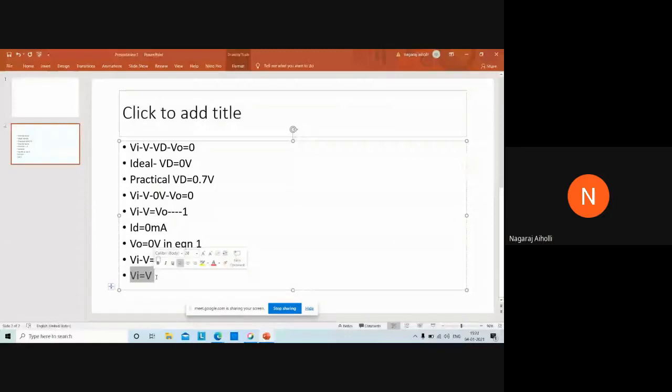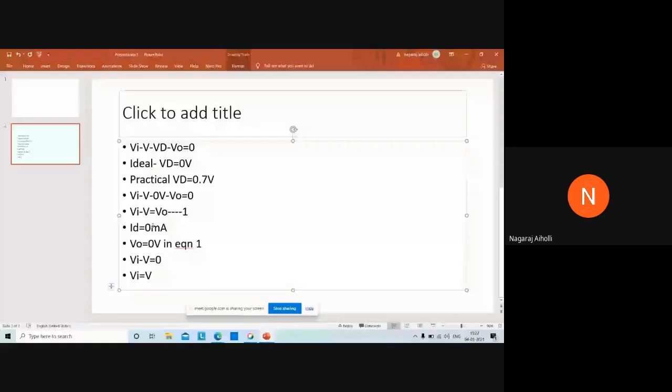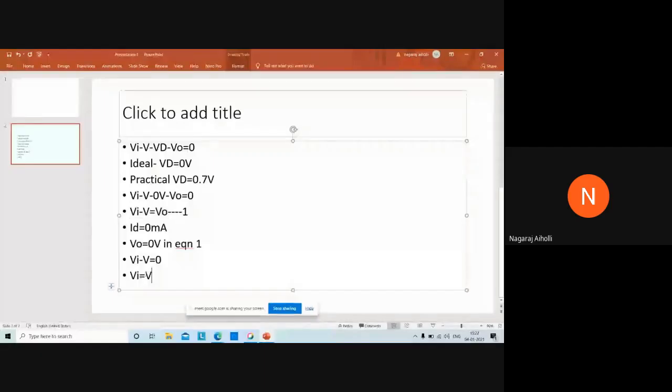So how did we find this transition voltage? We assume the diode to be ideal, VD equal to 0 volts and ID equal to 0 milliampere. For this condition, the output voltage is 0 volts. We applied the KVL and found the equation Vi minus V is equal to V naught. If we put V naught equal to 0 in this equation, then we get Vi minus V is equal to 0, or Vi is equal to V. That means if the applied input voltage is V volt, this is the transition voltage. Below this transition voltage, the diode will be in the off state, and above the transition voltage, the diode will be in the on state.